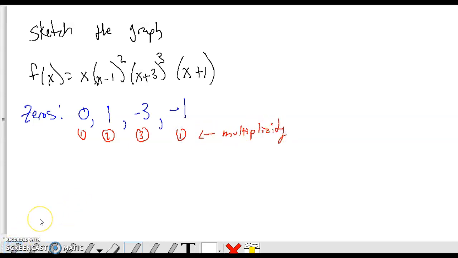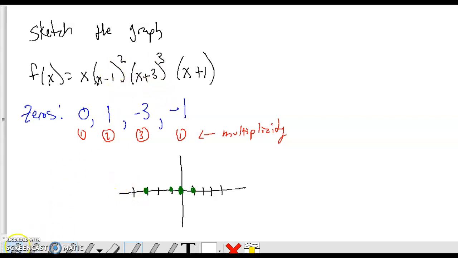All right, so how do I sketch this graph? I'm going to draw my y-axis and my x-axis, and I'm going to mark off 1, 2, 3, 4, 1, 2, 3, 4. Excellent. Okay, so I'm going to put zeros at 0, and at 1, -1, and -3. Okay, so what else do I know?